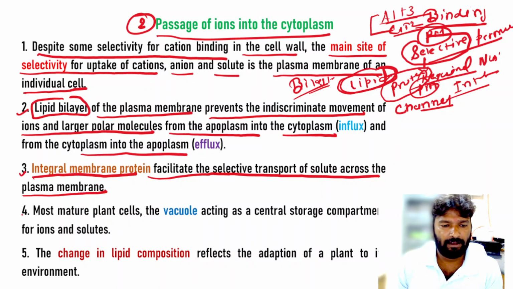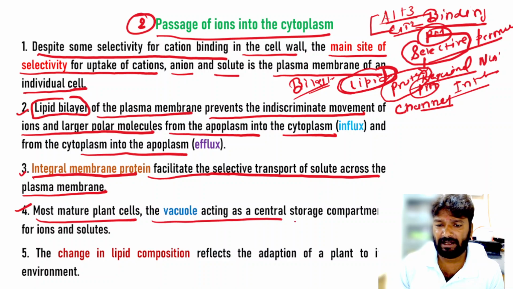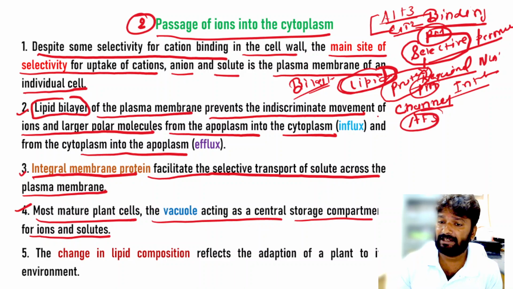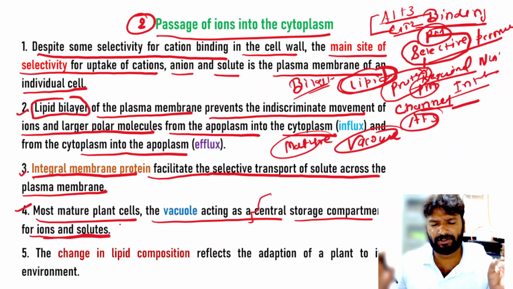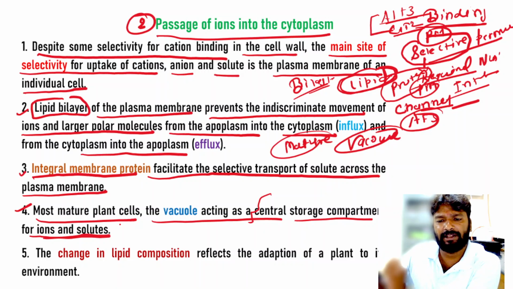Okay. Then the fourth point is that in most mature plant cells, the vacuole acts as a central storage compartment for ions and solutes. In the initial stage, we have already discussed that the AFS works as a transient storage of ions and molecules. But when the cell is mature, the size of the vacuole also increases, and it works as a central storage of these ions, solutes, drugs, secondary metabolites. All the toxic compounds or ions are stored in the vacuoles.